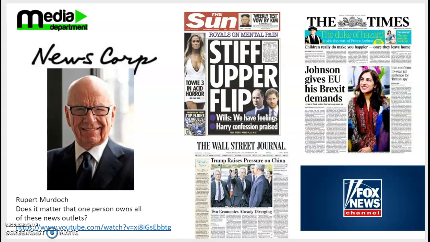So when we're thinking about the influence and impact of ownership, I want you just to write down, just to jot down your thoughts here. Do you think it matters that one person owns all of these news outlets? This one person. That's quite a chunk of the news outlets, of the news in general, really. So I just would like you to get your thoughts down there. I just want to pause the clip again.